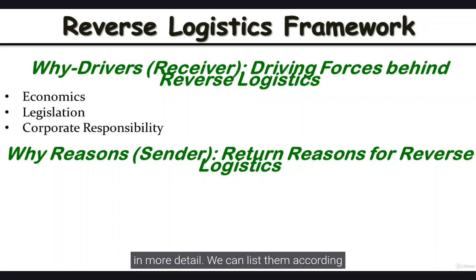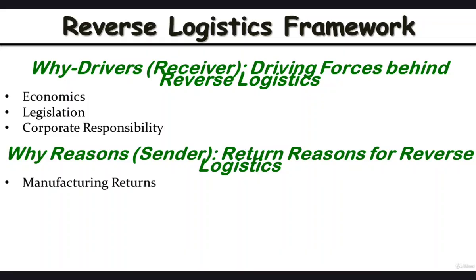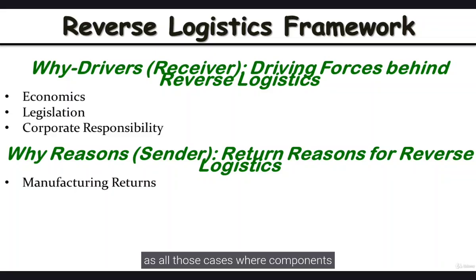We can list them according to the usual supply chain hierarchy, starting with manufacturing, going to distribution, until the products reach the customer. Therefore, we differentiate between manufacturing returns, distribution returns, and customer returns. We define manufacturing returns as all those cases where components or products have to be recovered in the production phase. This occurs for a variety of reasons.